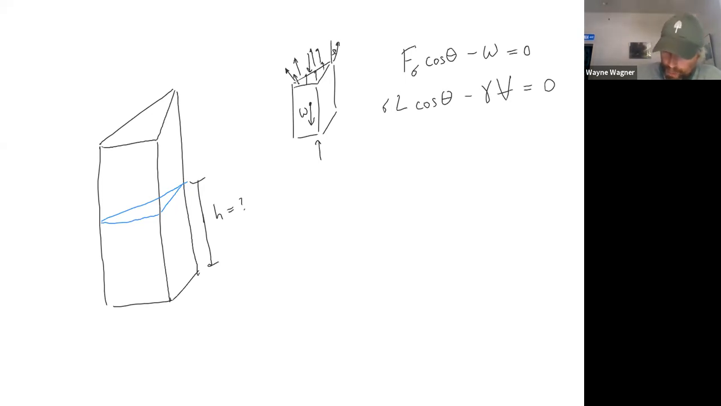Again, we're working vertically. Now this L is the length of contact between the water and the glass. That would be this length right here, whatever the perimeter of that triangle is. So I'd have to give you variables for that: perimeter of triangle, times the cosine of the angle, minus gamma times the volume.